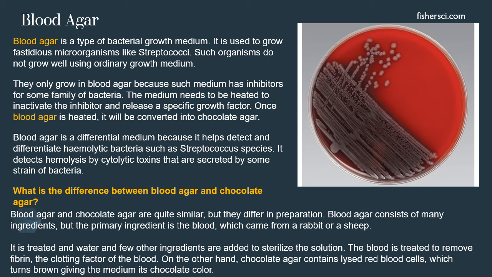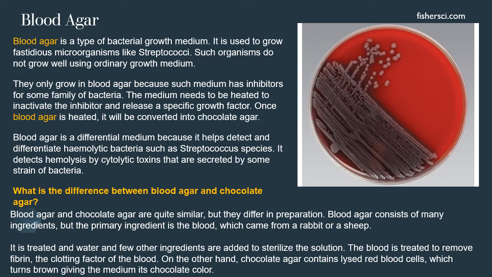They only grow in blood agar because such media have inhibitors for some families of bacteria. The medium needs to be heated to inactivate the inhibitors and release a specific growth factor. Once blood agar is heated, it will be converted into chocolate agar. The color will change and there will be some reactions that we will see.